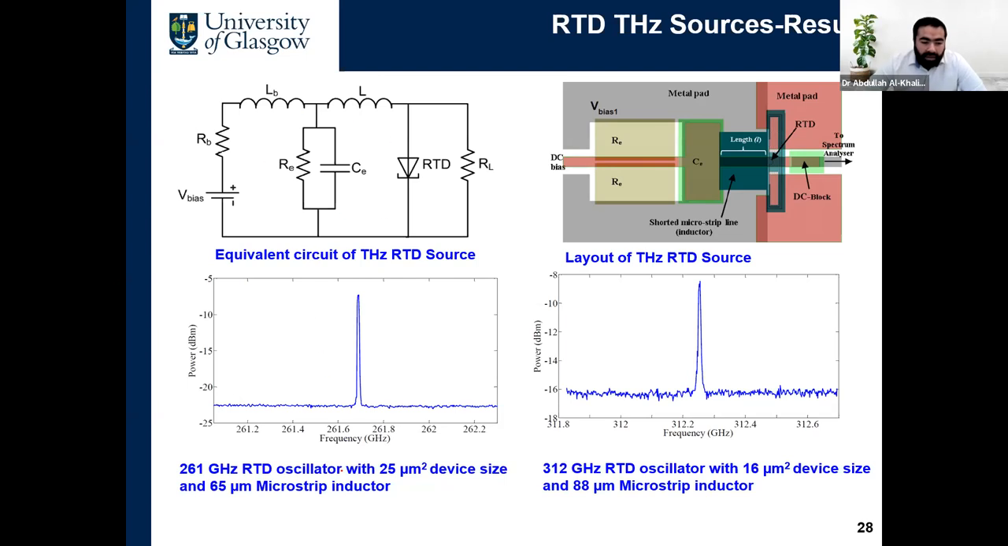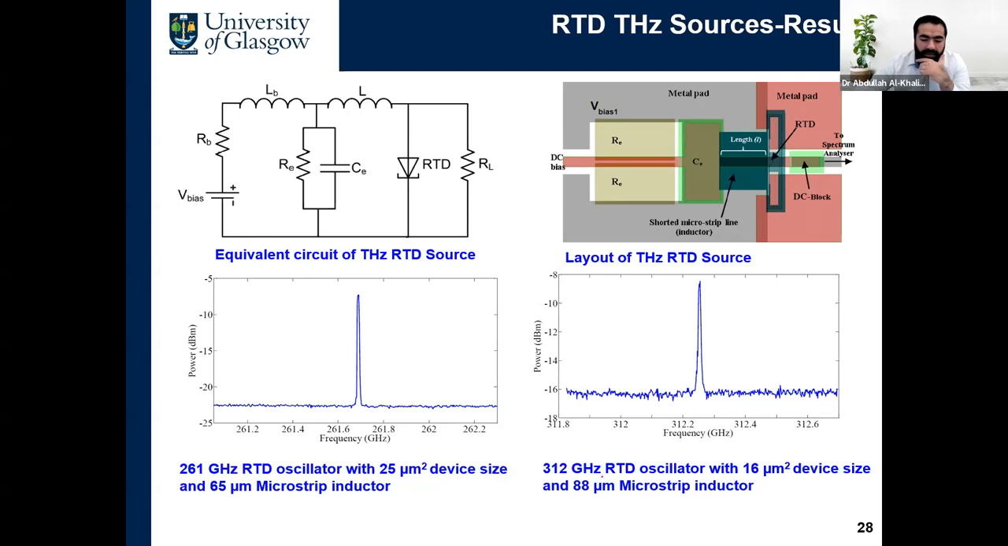With this circuit, we can generate 260 gigahertz using a 25 micron square device. Also, by changing, so here we use the 65 micron long microstrip line. Here we have a 312 gigahertz RTD oscillator.